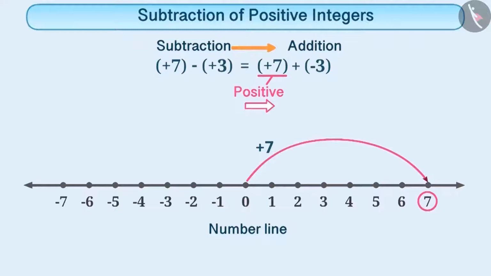The other number is -3. Since this is a negative integer, we will move 3 steps towards the left. Thus, we reach +4, which is the result of subtraction of +7 and +3.